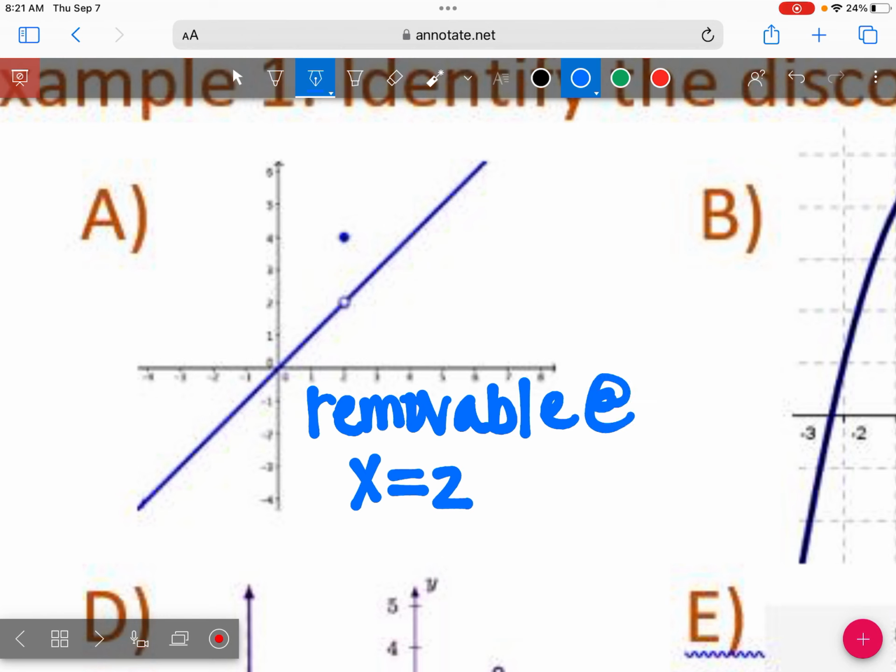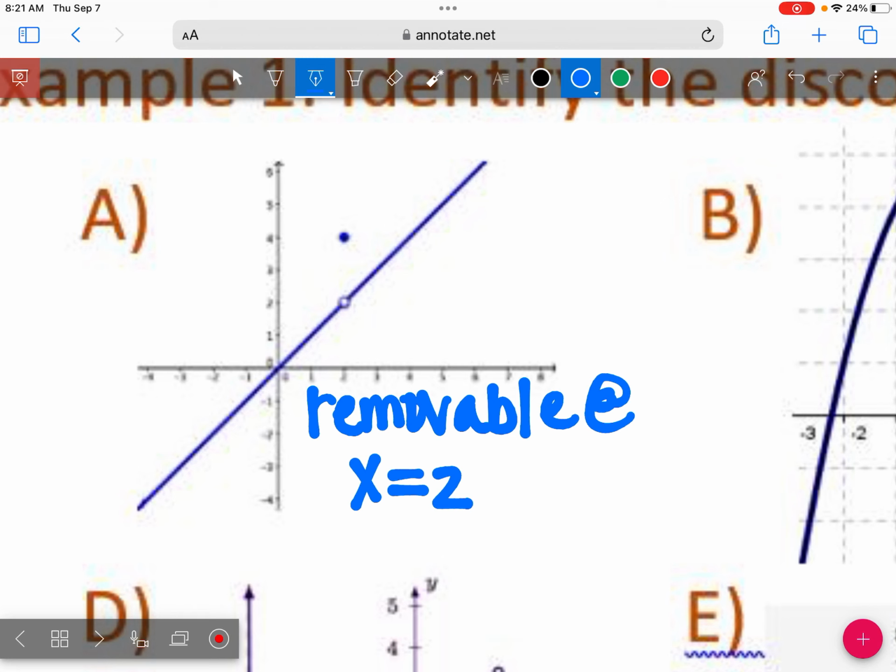It's not an ordered pair. So it's only the point in our domain. It's all about the domain. Where in my domain do I have that discontinuity? So at x equals 2, we have a hole.